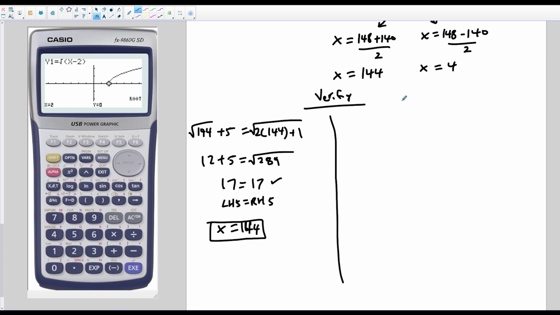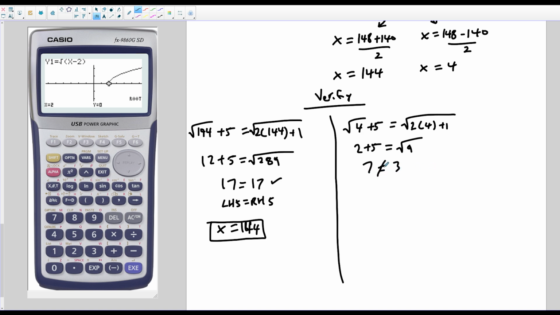And doing the same with the right-hand side, let's plug in that value of 4. So we have the square root of 4 plus 5 has to equal the square root of 2 times 4 plus 1. Remember, it's all underneath the square root. The square root of 4 is 2. 2 plus 5 has to equal the square root of 2 times 4, which is 8. 8 plus 1 is the square root of 9. So we get 7 is equal to 3.